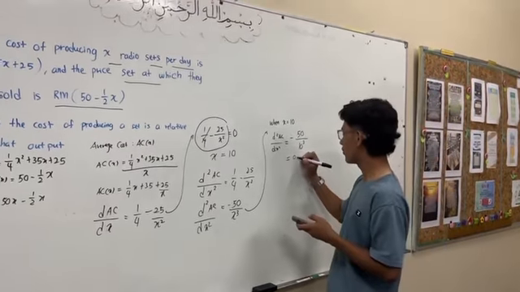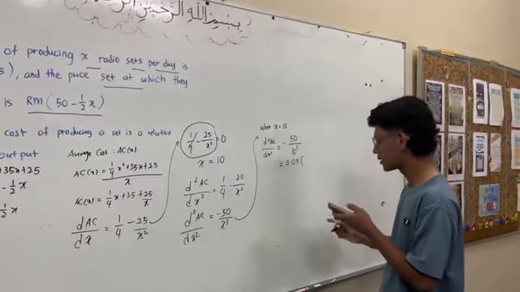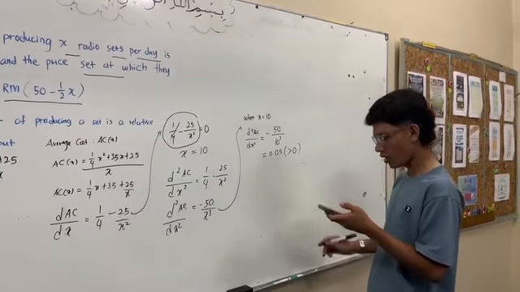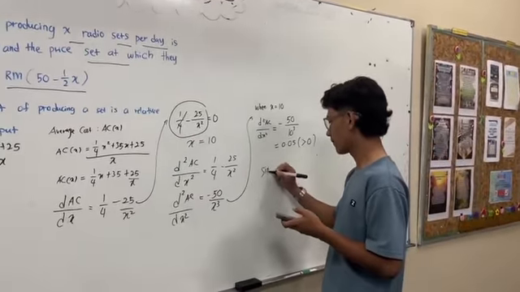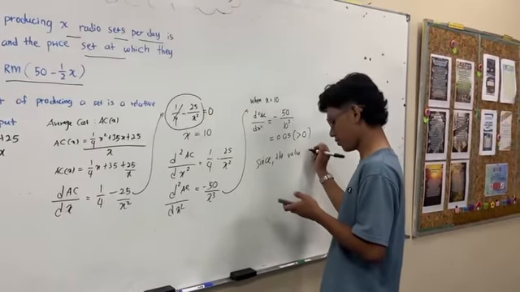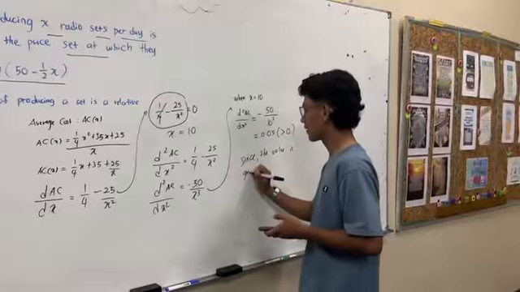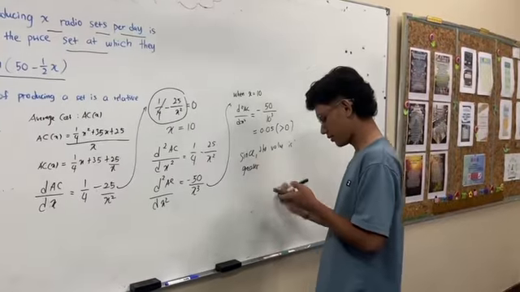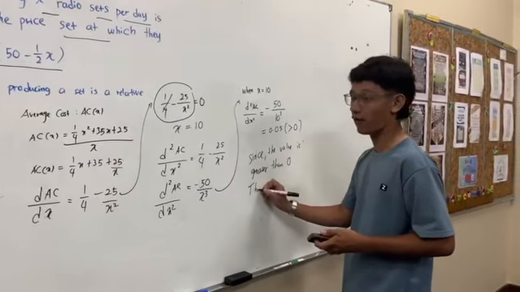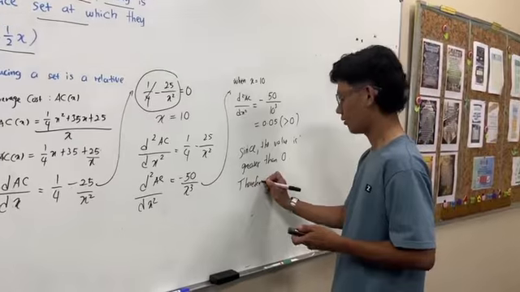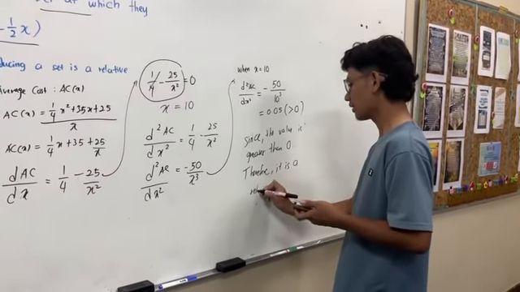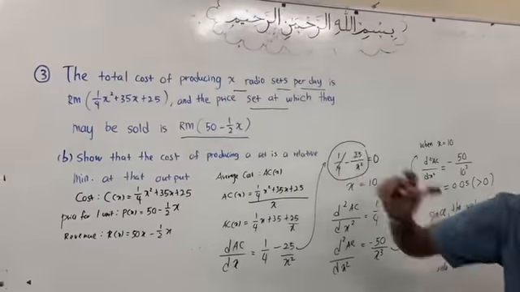So we get this is 0.05, which is greater than 0. So we can conclude that since the value is greater than 0, therefore it is a relative minimum.